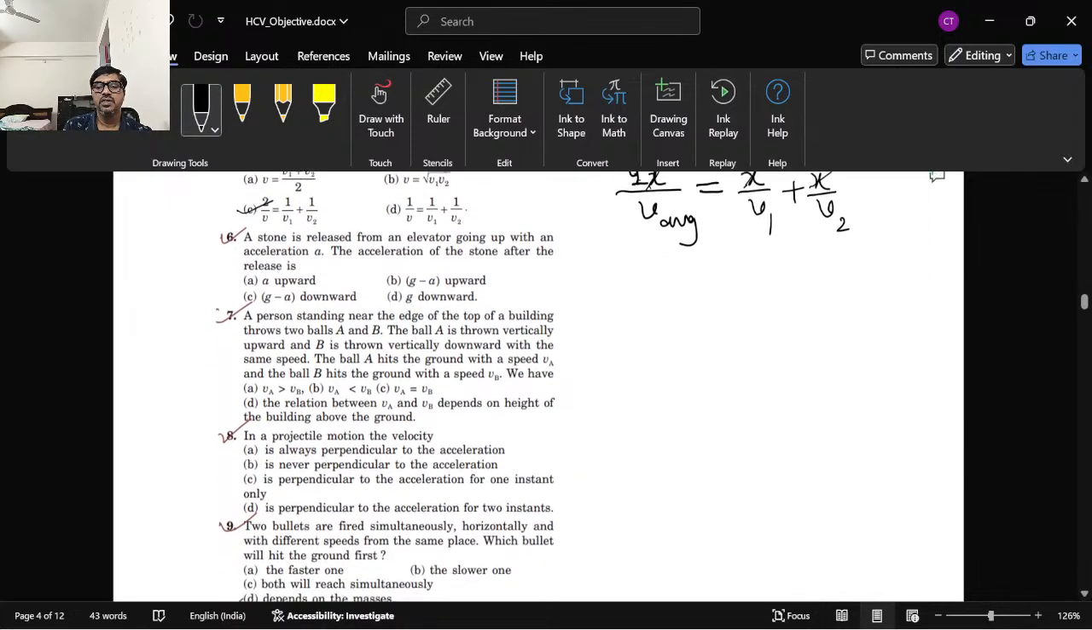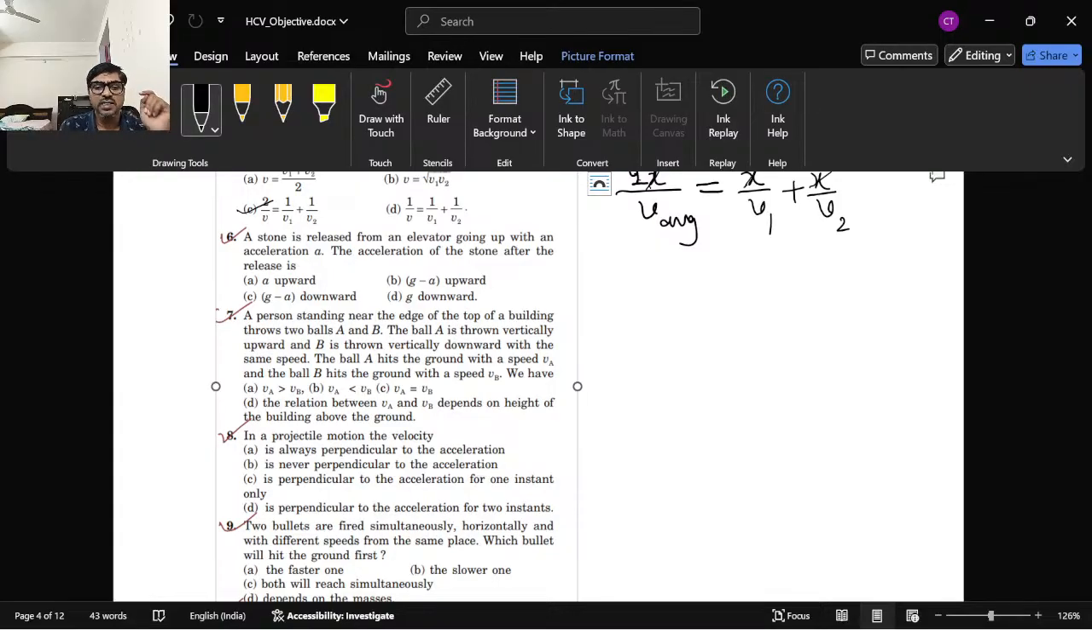Okay, next. A stone is released from an elevator going up with an acceleration A. The acceleration of the stone after the release is. Very good question. Pause here and tell me what the answer is. See here, whenever this elevator comes, immediately what is the idea we get? Relative motion. So we'll get relative acceleration. That's what you would have got, because an elevator or escalator is mentioned.